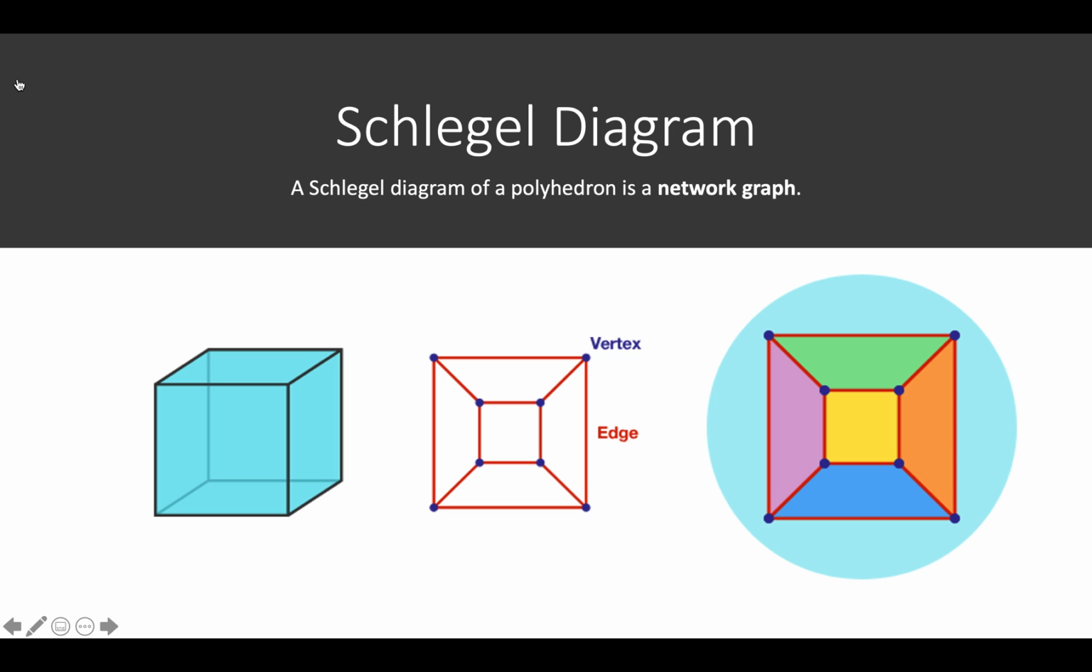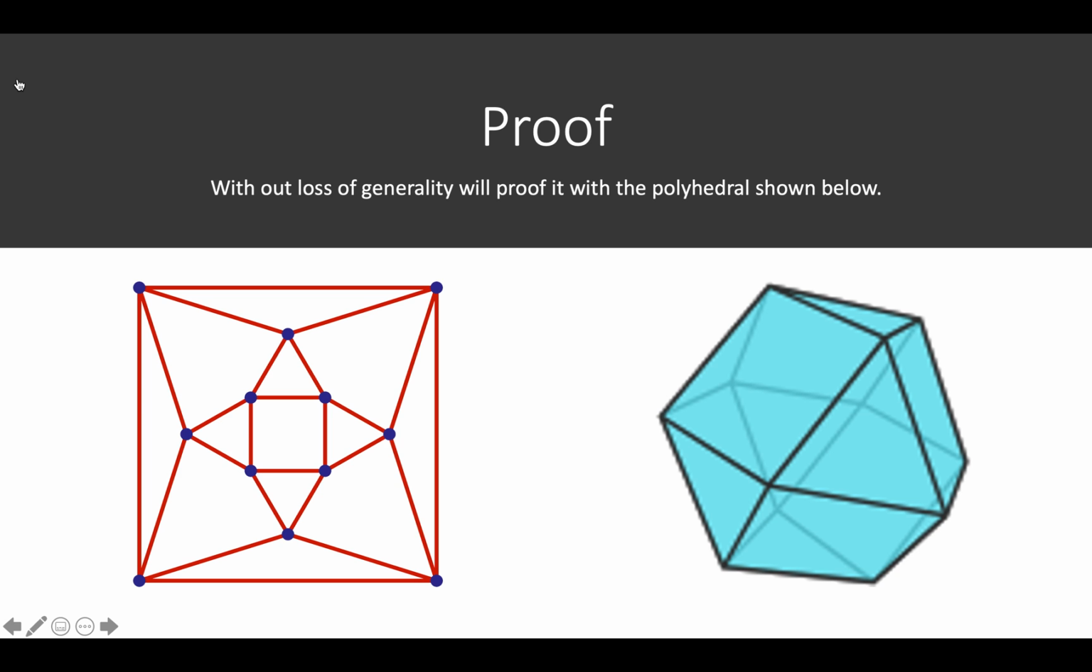So how do we read Schlegel diagrams? Well, a Schlegel diagram is nothing more than a network graph. You can think of the edge of this graph as the edge of the polyhedra, the node of the graph as the vertex of the polyhedra, and then the regions as the faces. On the far right image, you'll notice the blue circle. That represents the face closest to the cameraman in the cameraman analogy. The yellow would be the one furthest away, and so on and so forth.